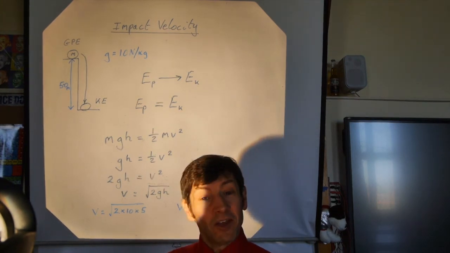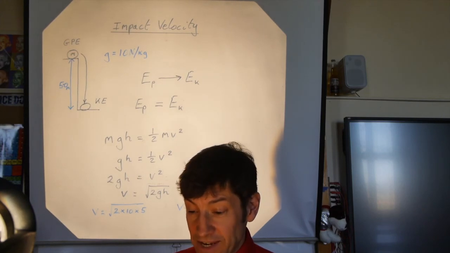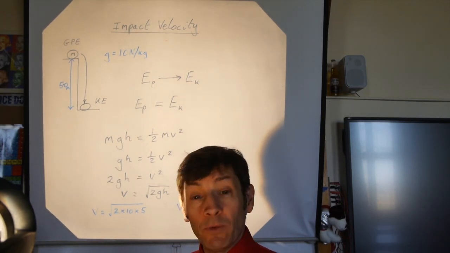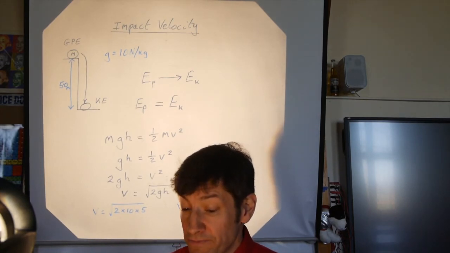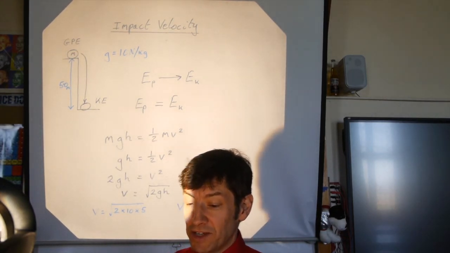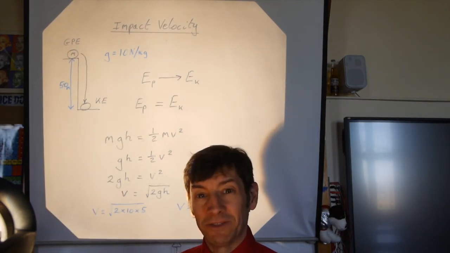So a good look there at how we equate gravitational and kinetic energy and how we derive the formula for impact velocity, a bit advanced for GCSE, but it's good stuff to practice. And finally, putting some numbers into this equation.